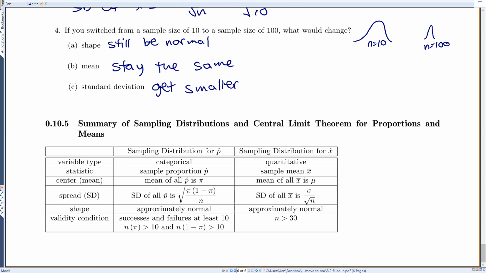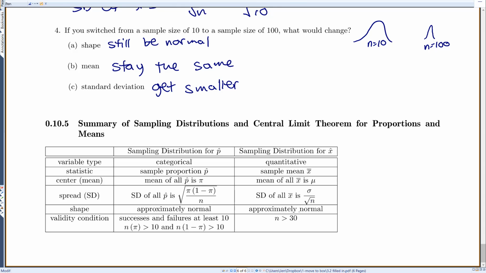The center of the sampling distribution, or the mean of all the possible p-hats, is pi. The mean of all the possible sample means is mu. So population proportion, population mean. The SD of all the possible p-hats is the square root of pi times 1 minus pi over n. Whereas the SD for all the x bars is just sigma over square root of n. Different looking formulas because we're doing different things.